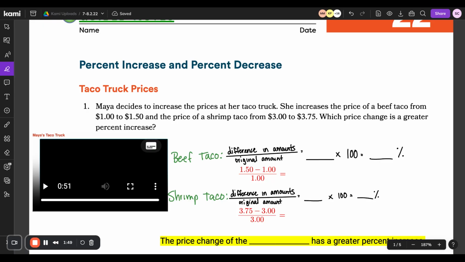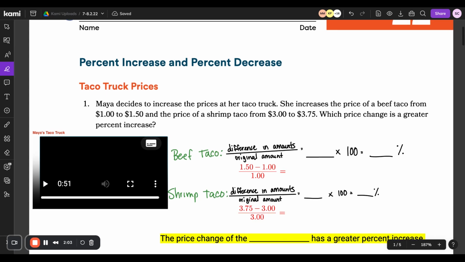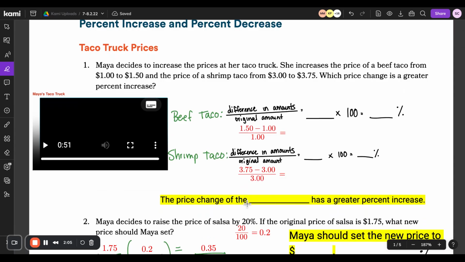But for number 1, you are going to do this next part on your own. You subtract, and then you divide to get your decimal. You multiply it by 100, and that is going to give you your percent for the beef taco and for the shrimp taco. And then the price change of the blank: was it the beef taco or the shrimp taco that had a greater percent increase? Whichever one that is, you're going to fill in the blank, writing this full sentence. The price change of the blank has a greater percent increase.